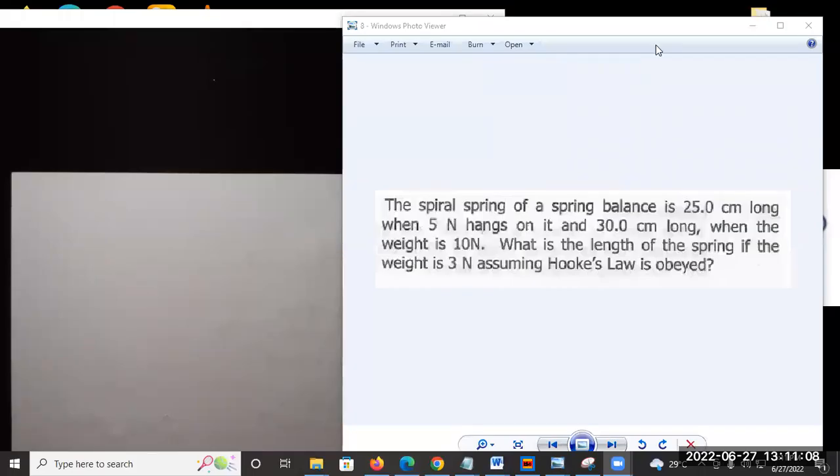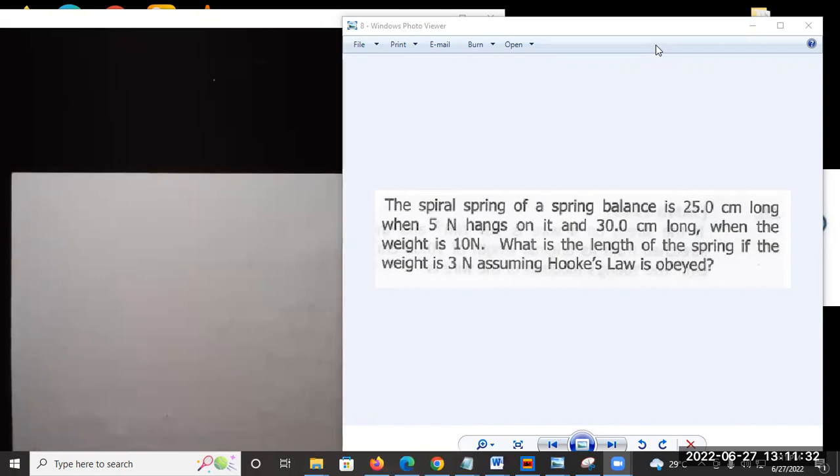The spiral spring of a spring balance is 25 cm long when 5 Newton hangs on it, and 30 cm long when the weight is 10 Newton. What is the length of the spring if the weight is 3 Newton, assuming Hooke's law is obeyed?